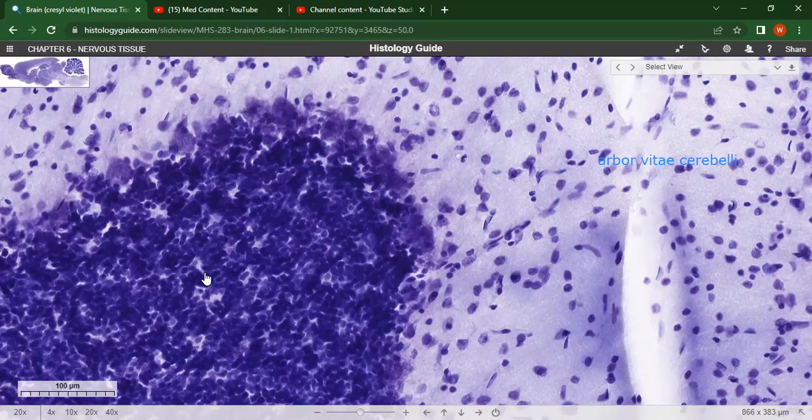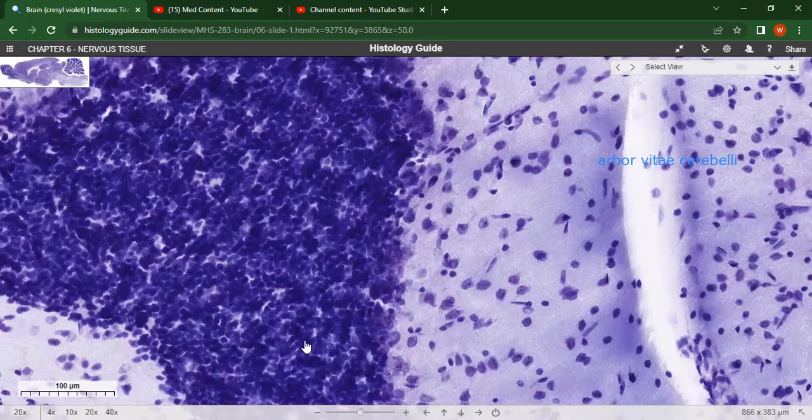Then we have the granular layer. The granular layer is this one. You can see it is somewhat granular. As you can see, it consists mainly of granule cells and Golgi cells. The dendrites of the granule cells usually synapse with the mossy fibers. Maybe I should write mossy fibers also. Let me do it here. Mossy fibers.